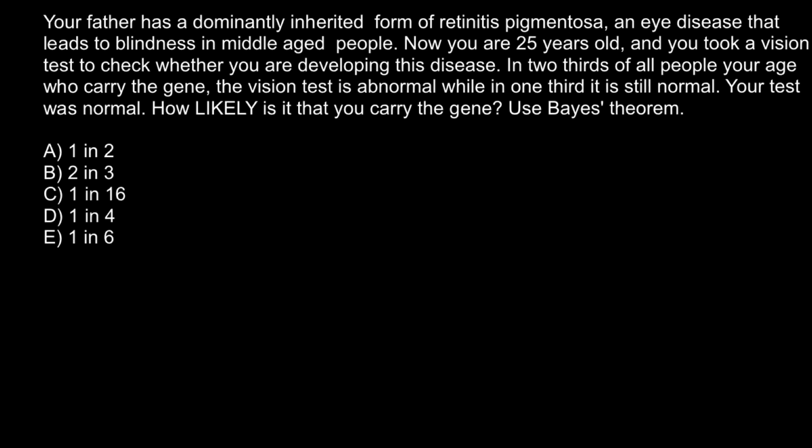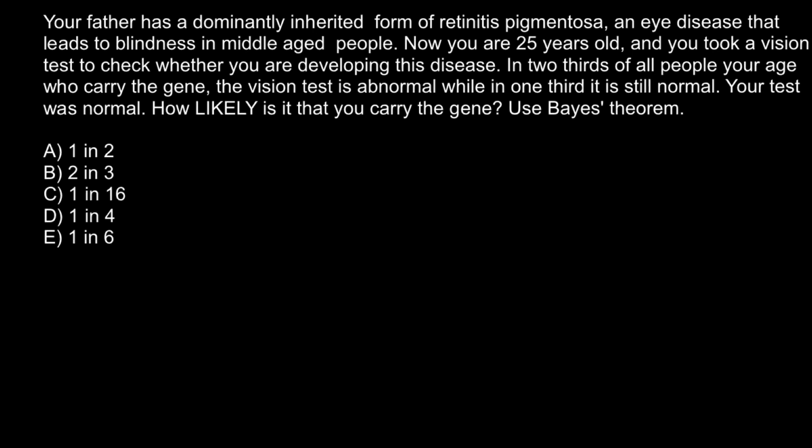Hello and welcome to Nikolay's genetics lessons, and today's problem is: your father has a dominantly inherited form of retinitis pigmentosa, an eye disease that leads to blindness in middle-aged people. Now you are 25 years old and you took a vision test to check whether you are developing this disease.